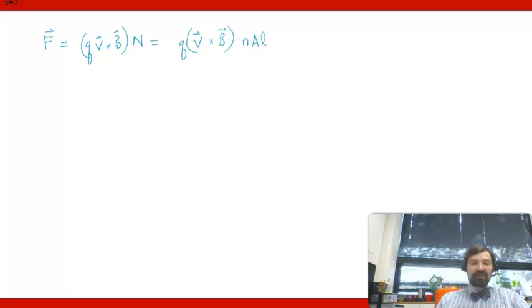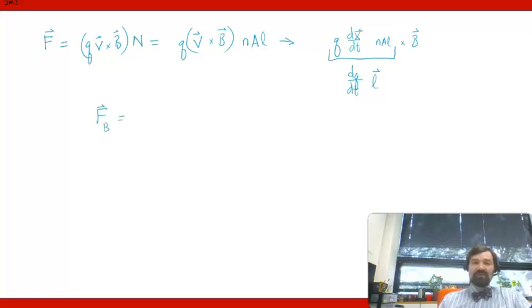But now let's combine terms a little bit, and you end up with Q. Remember that V is dx by dt, or dl by dt if you'd prefer, times n A L, all cross with B. And then note that n A L Q dx dt is collectively the same thing as dq dt times L. And so we can write that the magnetic force is current times L cross B. And this is what you get if you're just looking at a nice straight section of wire.